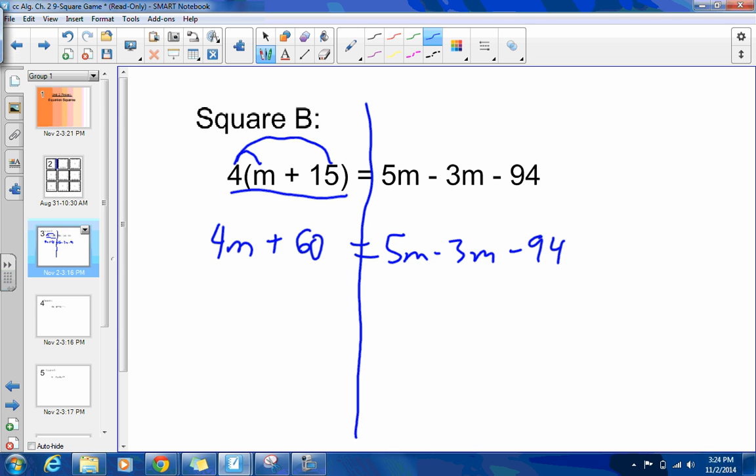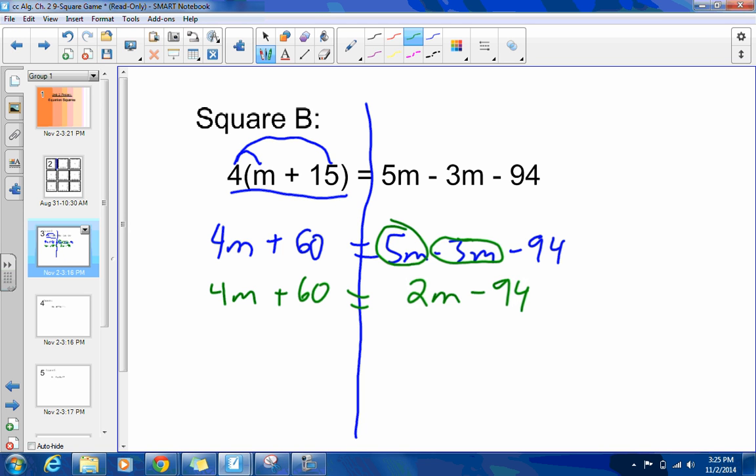Step 2, it says to combine any like terms on either side of the equation. So if you look on the left side, nothing you can combine there. Look at the right side, it looks like we have 2 different m terms. So we have this 5m and this negative 3m, which makes a total of 2m, which would be 2m minus 94 instead of 5m minus 3m, and that's still equal to 4m plus 60. Now, if you recognize that right away and you could do both of those steps in one step, then that's okay, as long as you don't make a mistake there.